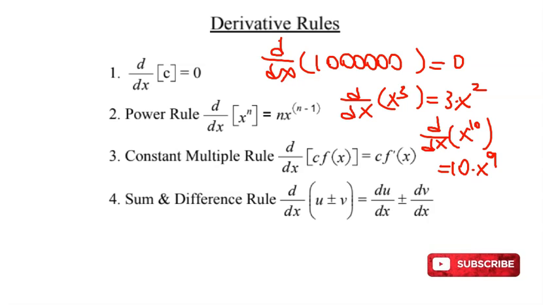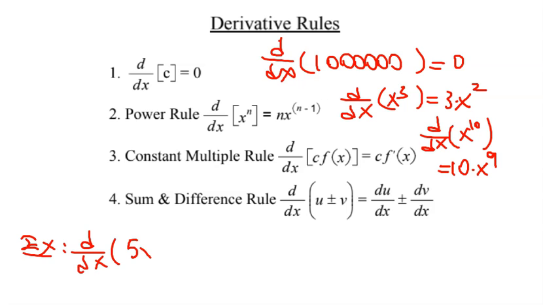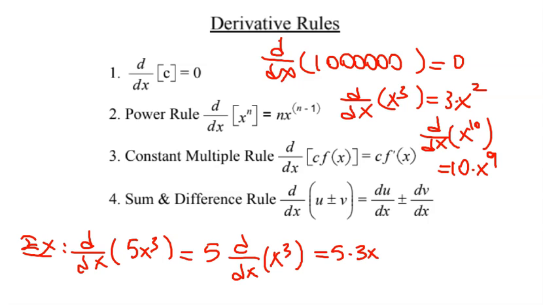The constant multiple rule: sometimes we're going to see these monomials being multiplied by a constant number. In this case, you can put this constant number out front and take the derivative of the function. Quick example, let's say we have d over dx 5x cubed. You put this 5 out front and take the derivative of x cubed, which is 5 times 3x squared. Then you multiply these two, you get 15x squared.